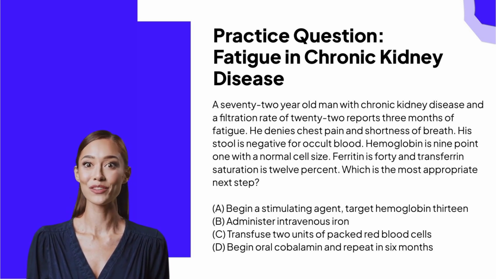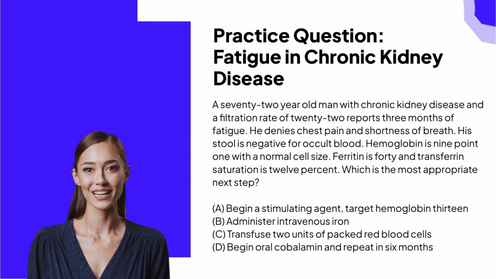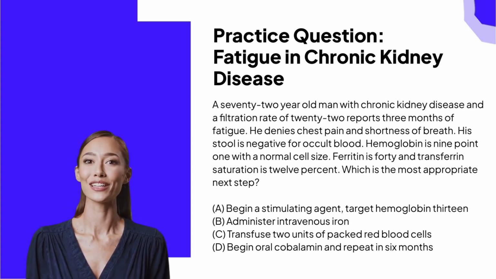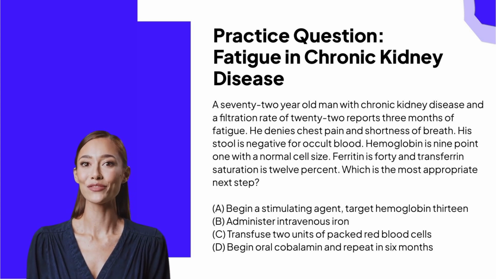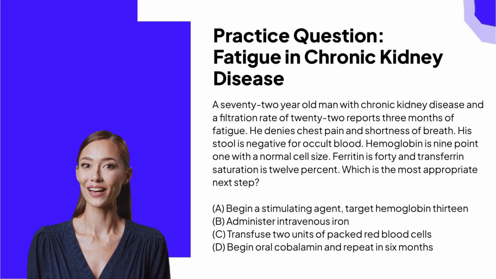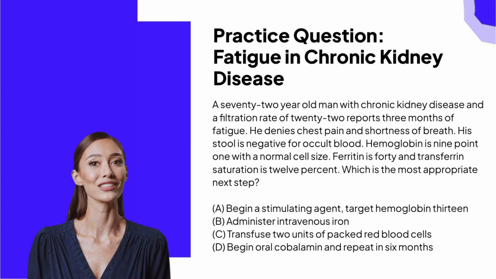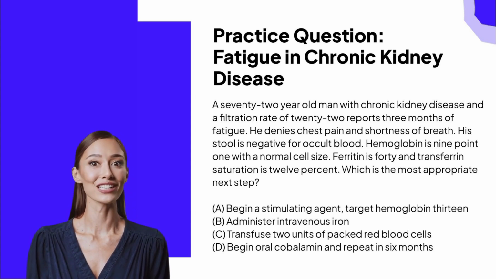Hemoglobin 9.1 with a normal MCV. Now the two values that are the whole question, ferritin 40, transferrin saturation 12%. Which is the most appropriate next step? A. An erythropoiesis-stimulating agent targeting a hemoglobin of 13. B. Intravenous iron. C. Transfuse 2 units. D. Oral cobalamin, recheck in 6 months.